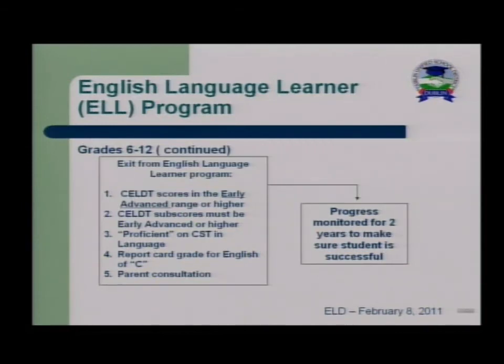Exiting from the program in the secondary schools is pretty much exactly the same. You have to score early advanced or advanced on the CELL test. You have to score proficient or advanced on the CSTs, and you must be maintaining at least a C in English or language arts in your core classes. Then there is a parent consultation, meeting with myself or the ELD specialists to determine whether we think you're ready to go. In that case, you are exited from the program, and you are still monitored for the 2 years after that.